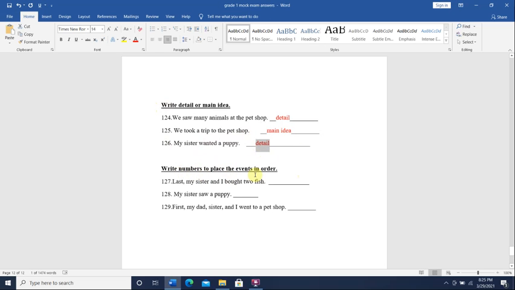Write numbers to place the events in order. Now we will put the events in sequence using numbers. What happened first? Last, my sister and I bought 2 fish. My sister saw a puppy. First, my dad, sister, and I went to a pet shop. So number one, this one would be the first one. First, my dad, sister, and I went to a pet shop. We will write number 1 here. Number 2, my sister saw a puppy. And number 3, last, we bought 2 fish and we went home. Okay?